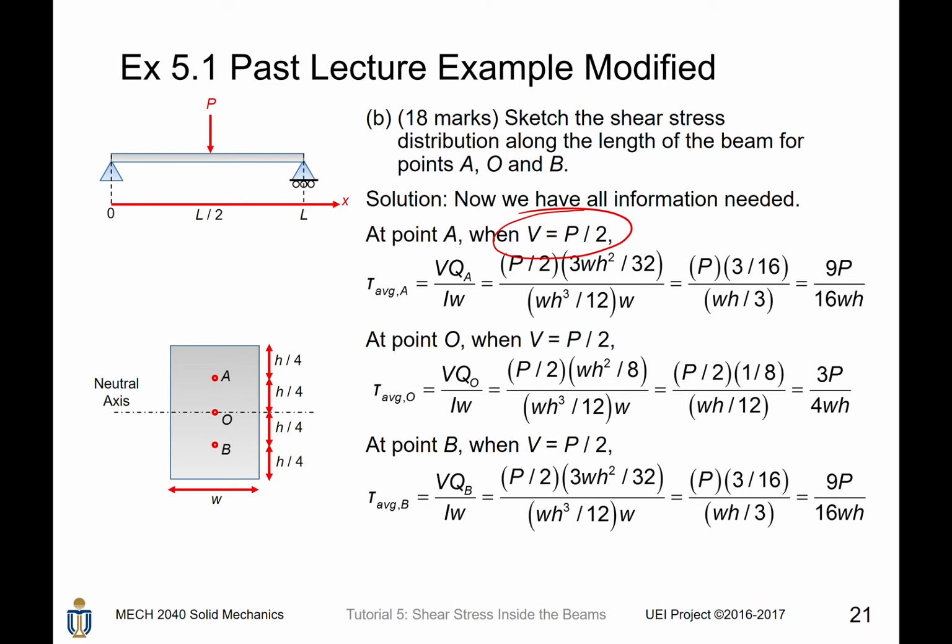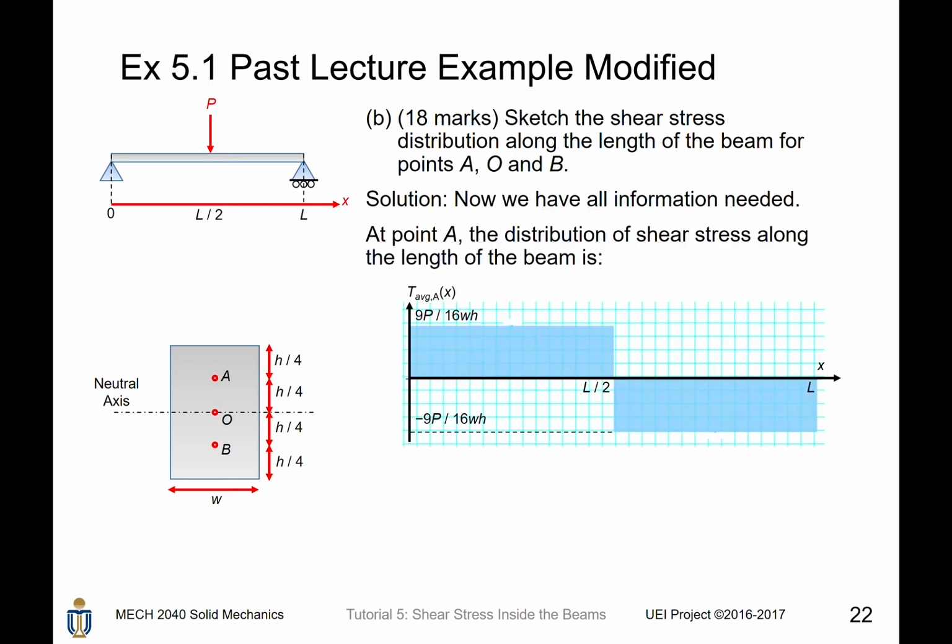At point O, it is given by 3P divided by 4wh. And at point B, it is given by 9P divided by 16wh. Finally, we can draw the distribution of shear stress along the length of the beam. For point A, first it is 9P divided by 16wh, but after L divided by 2, the shear force V will become negative, then consequently the shear stress inside it will become negative as well.